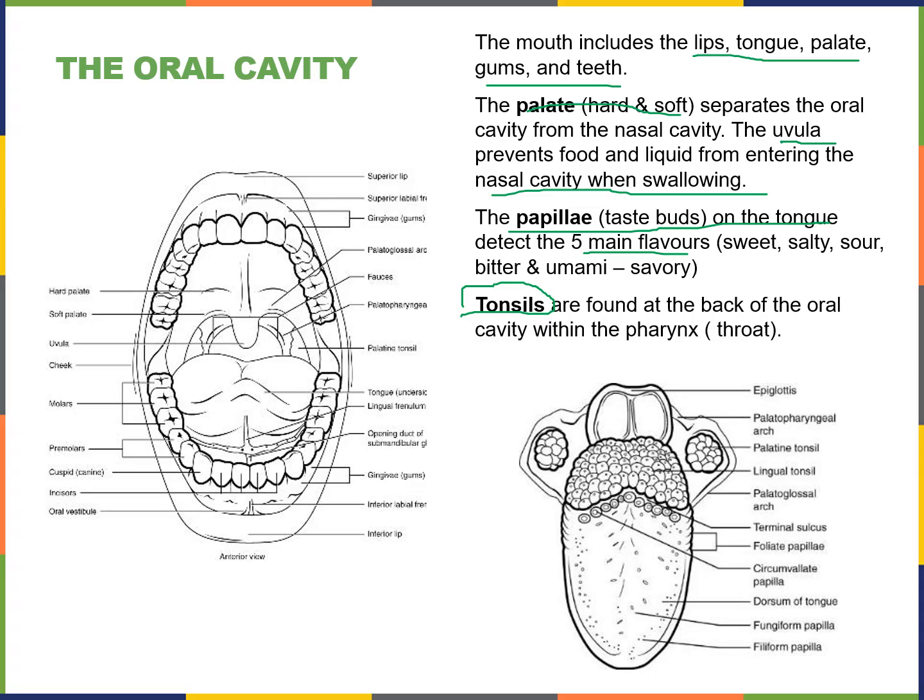So having the tonsils strategically located in the oral cavity. So we've got the palatine tonsil and the lingual tonsil. There's a third one, but you can't see it when the mouth is open, which is why it's not mentioned here. But these are all found at the back of the oral cavity within the pharynx or the throat.